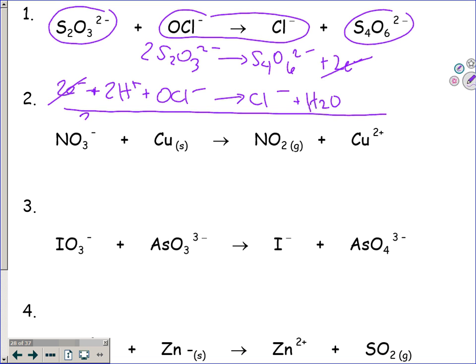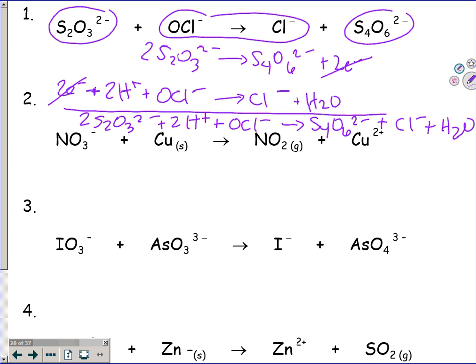So in the end, you guys should have had 2 thiosulfates plus 2 H pluses plus hypochlorite, and then peroxydisulfate and chlorine and water. So that should have been your final answer, correct? Who got this? Okay, you're working with me there, okay? Make sure you're writing this down.